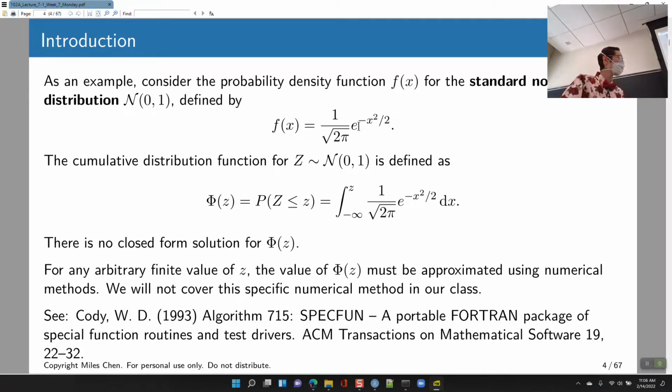And if you've taken 100B, maybe you're taking 100B right now, somewhere along the way somebody should have told you that this integral is intractable, that there's no closed form solution to the integral to get the CDF of the normal distribution. So there's no closed form solution for the CDF of the normal distribution, but we often need to know what the CDF is. So what do we do?